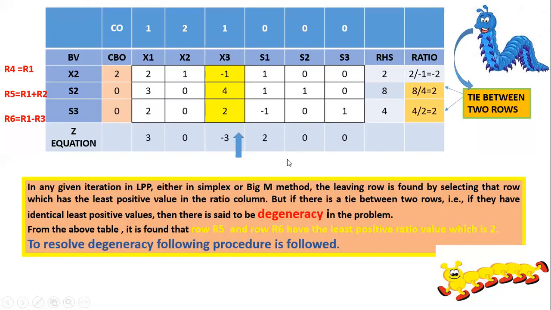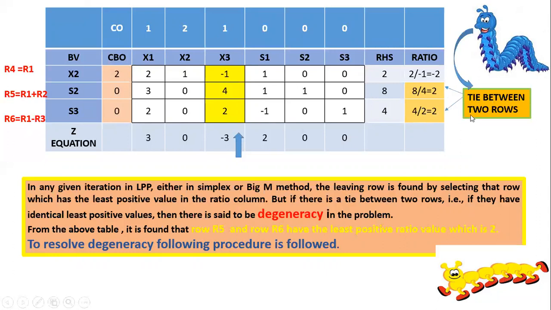So among this Z equation, -3 is the most negative value. So this becomes the key column. Now to get the ratios, it is 2 divided by -1, 8 divided by 4 and 4 divided by 2. So in order to select the leaving row, you have to select the least positive value. Here, there are two least positive values occurring in row R5 and R6, and the value is 2.